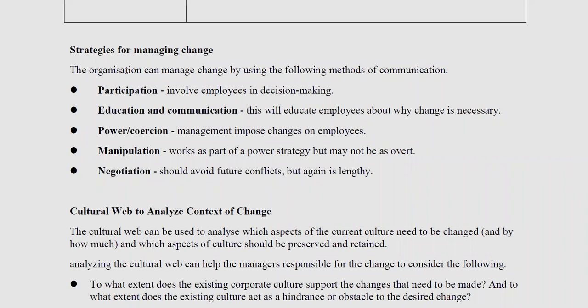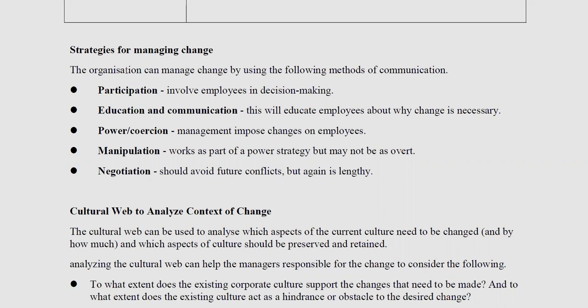Power or coercion. Sometimes if it's a transformational change, the employees may resist a lot, and it's supposed to be immediate. So you need power or coercion. You must force them or impose the change on the employees. This is another strategy for managing change.